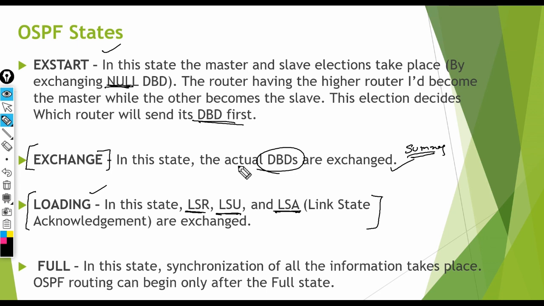And finally you come to the Full state, where in this state the synchronization of all information takes place, and OSPF routing can begin once the router is in the Full state. So these are the different types of OSPF states. The major point to remember is that all these states are responsible for different kinds of operations, and they are all important states.